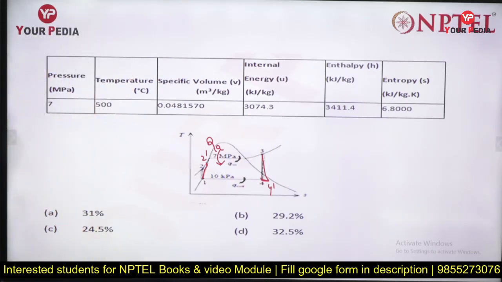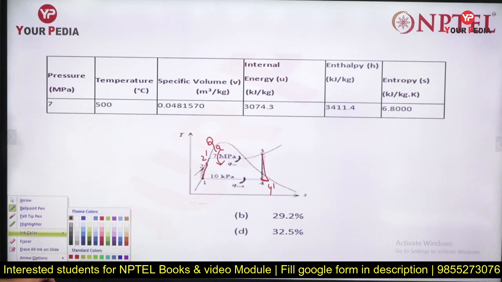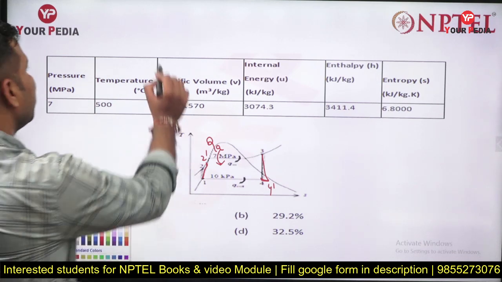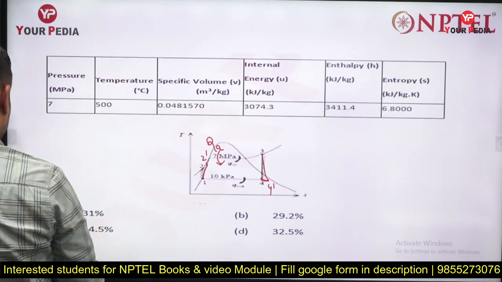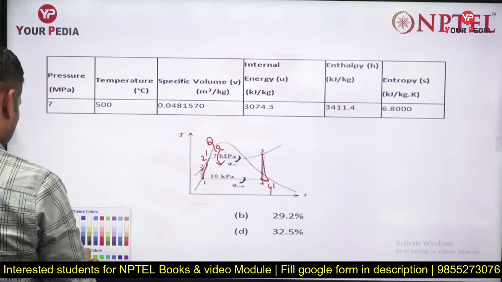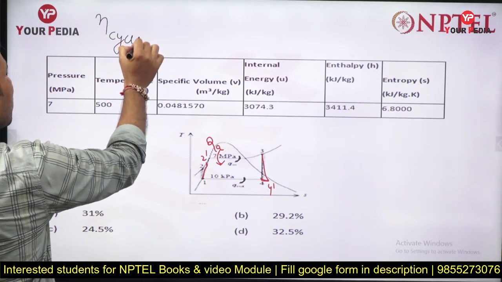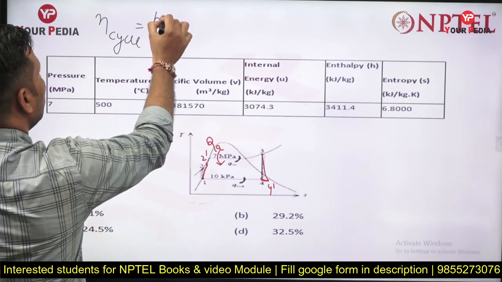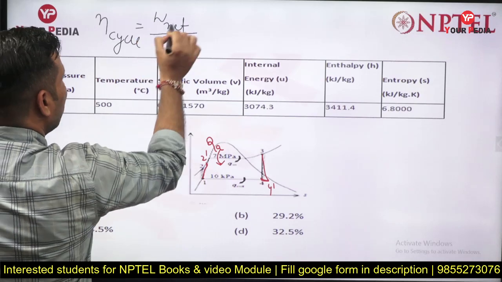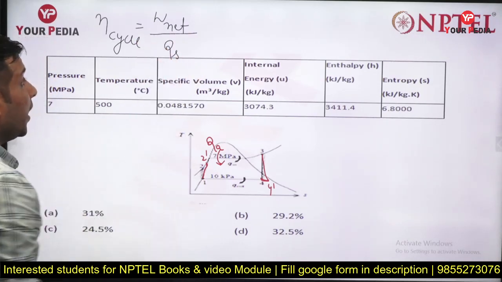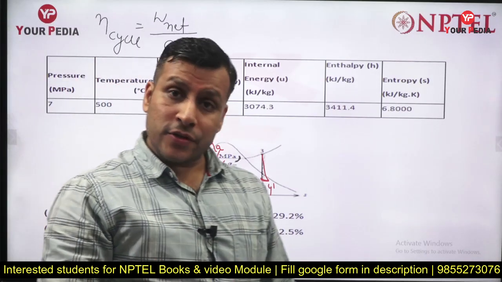So properties are given and he is asking you the cycle efficiency. So please try, guys. If you want some hint, first it is good to try without any hint. You can pause the video and try, and if you want some hint, let me write it here, the cycle efficiency. The Rankine cycle efficiency is nothing but net work divided by heat supplied.